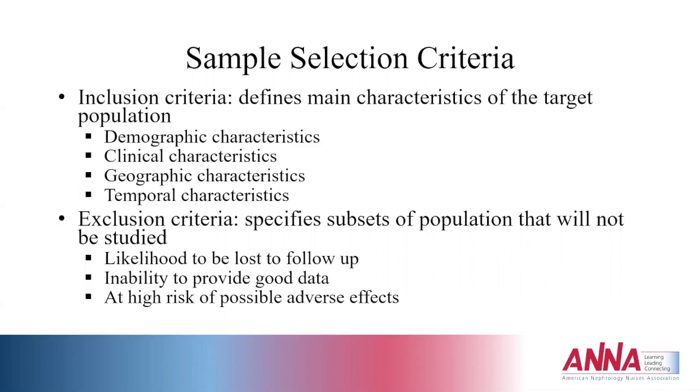Exclusion criteria specify the subset of the population that will be excluded or will not be studied. And this may be simply to clarify who cannot participate because they're not part of the population of interest. In our example, we're interested in adolescents receiving peritoneal dialysis. So adolescents receiving hemodialysis could not participate. However, exclusion criteria may exclude those who are likely to be lost to follow-up and fail to continue to participate. Exclusion criteria may establish those who cannot provide good data or who might be at a high risk of possible adverse effects from participating in the study.